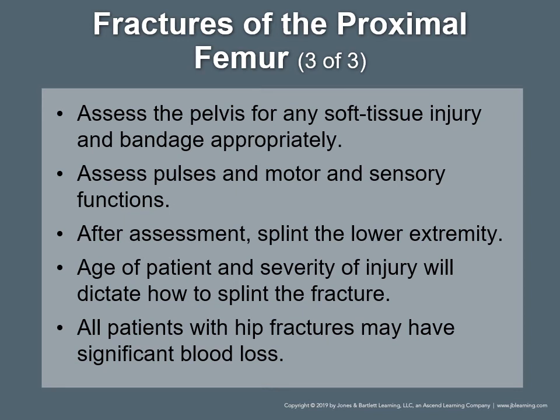The age of the patient and severity of the injury will dictate how to splint the fracture. Geriatric patient with isolated hip fracture does not require traction splint. All patients with hip fractures may have significant blood loss. Administer oxygen as needed, monitor vital signs frequently, be alert for signs of shock, and initiate IV therapy.